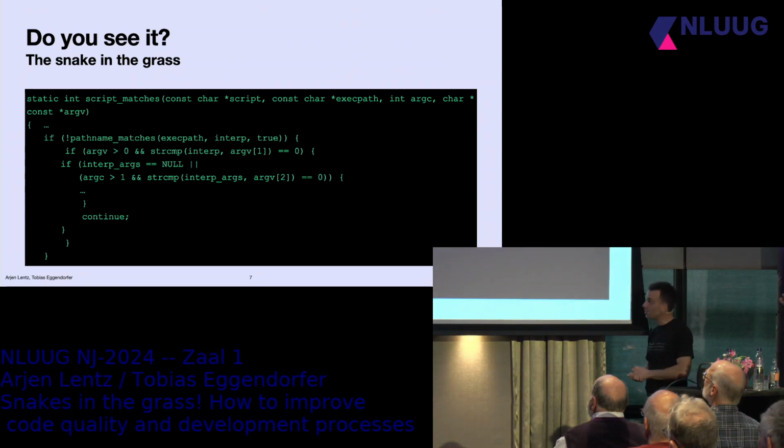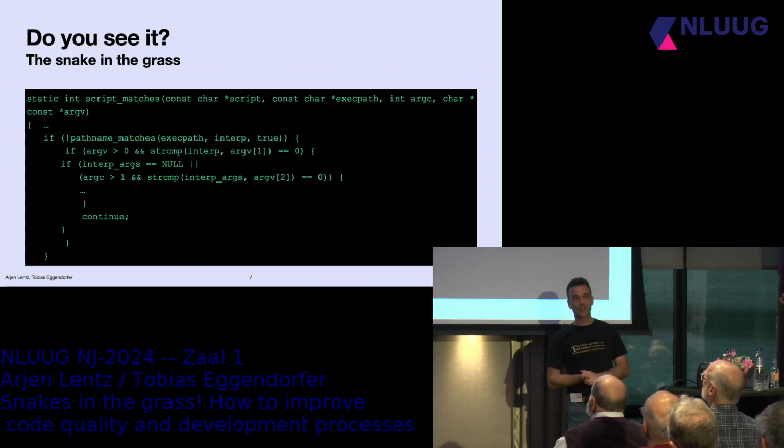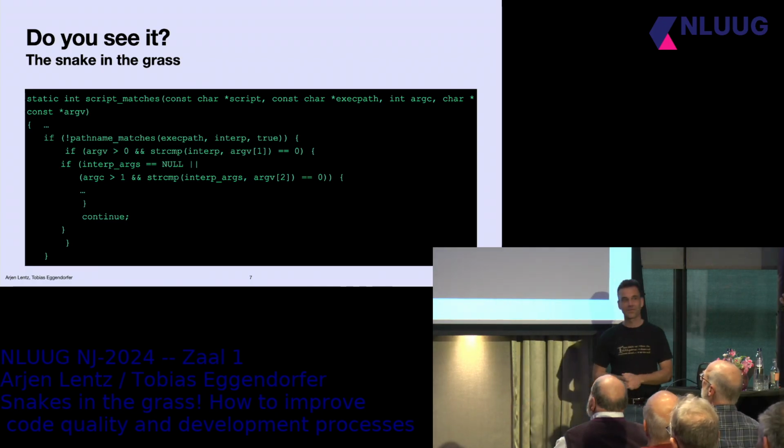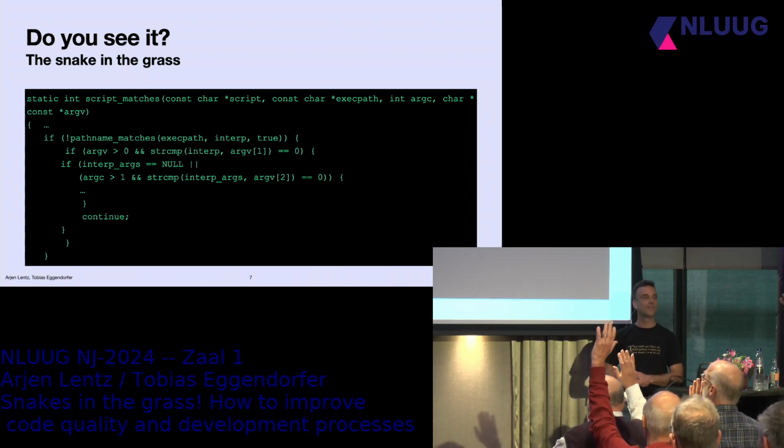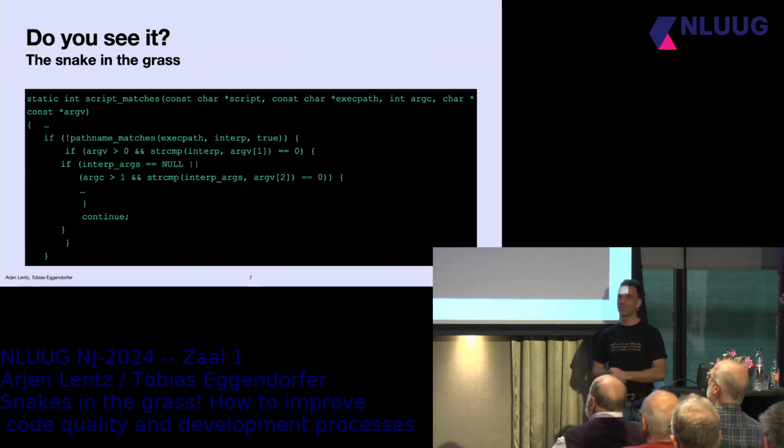Let's look at this piece of code. Do you find the snake that's sitting in the grass and ready to bite? It's not really venomous, but it's an annoying one. Who of you, hands up, who of you codes C? Just a quick hands up. Who speaks C? Okay, fair enough. That's half of the group.